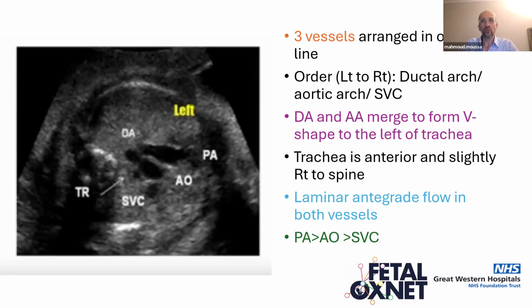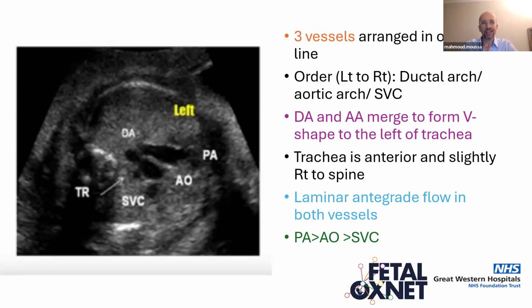It's three-vessel trachea, so from its name, it has three vessels and it has the trachea. And as you can see, from left to right, you should see the pulmonary artery transforming into the ductal arch, and then the aorta going into the aortic or transverse aortic arch and merging as a V shape on the left side of the trachea, and the trachea actually on the right side. And behind the trachea, you can sometimes see the esophagus as well, just in front of the spine. And then on the right side of the aorta, you can see the SVC or superior vena cava, and that is what you usually get in that view.